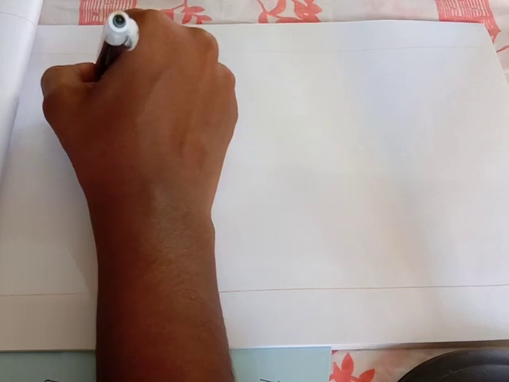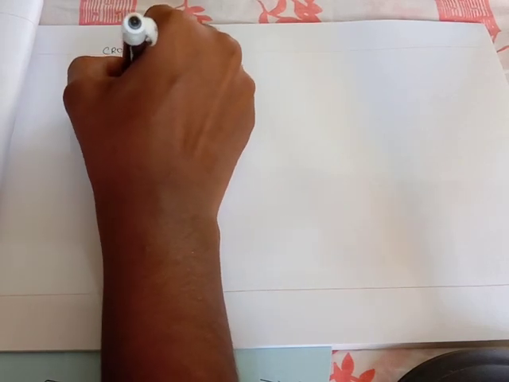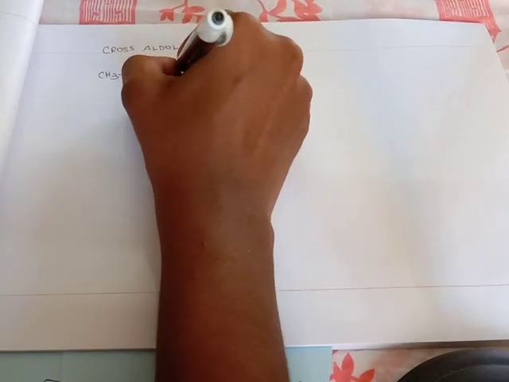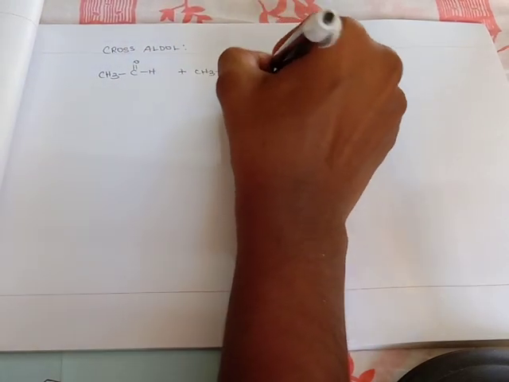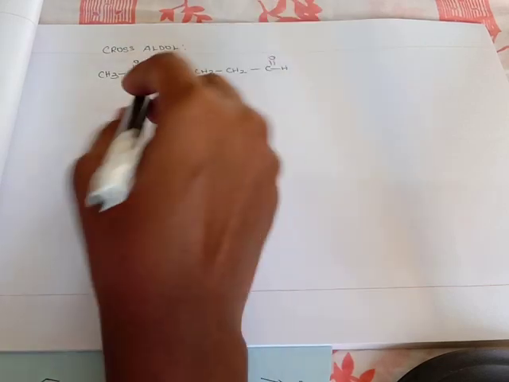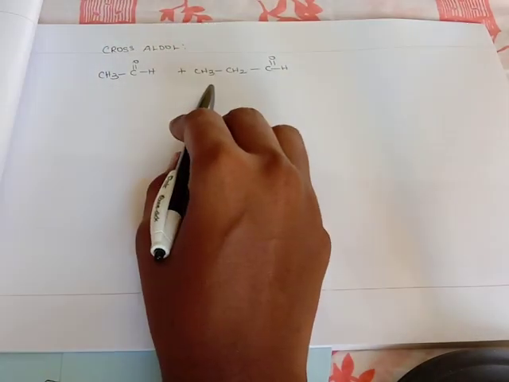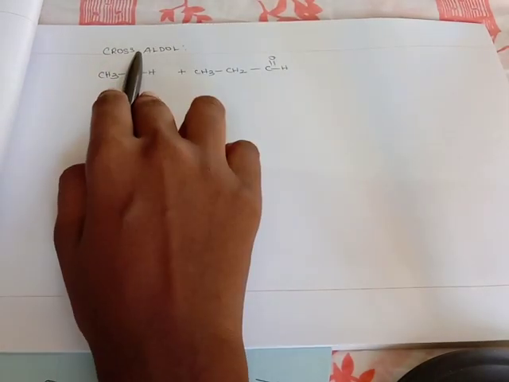What is crossed aldol? As I already said, it is between two different compounds. It may be between acetaldehyde and propanaldehyde. Look, CH3CHO plus propanaldehyde, we'll write CH3CH2CHO. Here you are having acetaldehyde, here you are having propanaldehyde. So it is called crossed aldol.